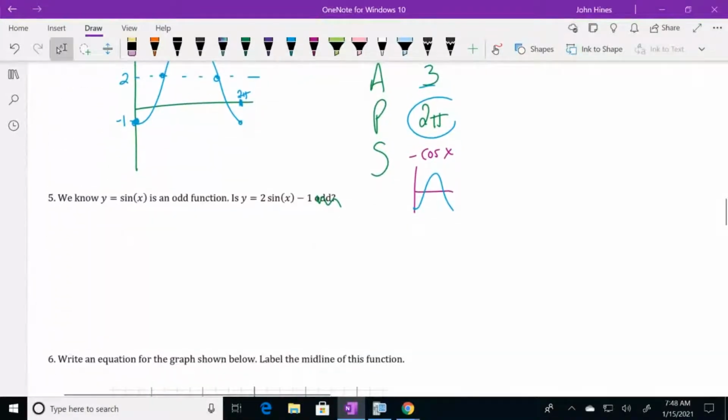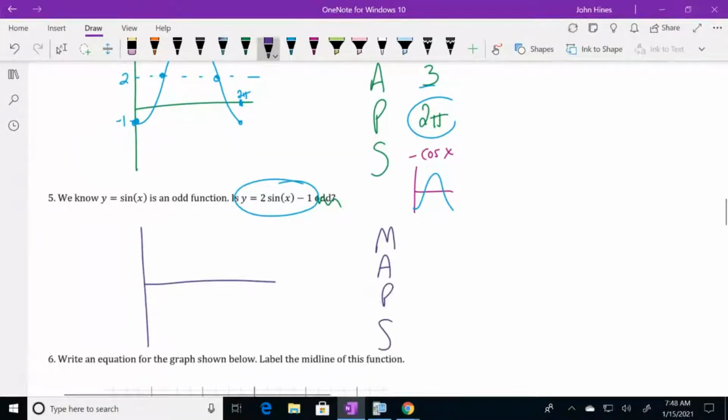All right, 2 sine of x minus 1. So we've got to locate our midline, our amplitude, our period, and shape. We need to figure out, what do we know about this function? Well, the midline is the number at the end. That's our home base. Negative 1 is really my new home base. It's normally the x-axis, but this time we're going to go with negative 1.